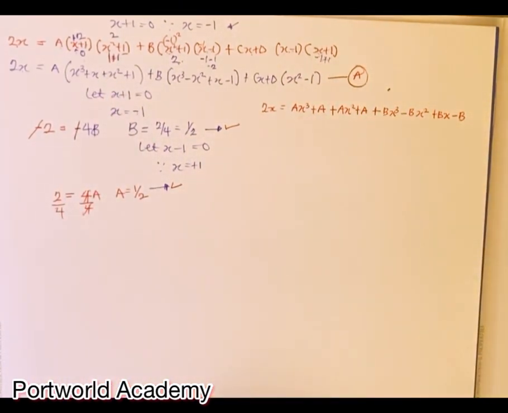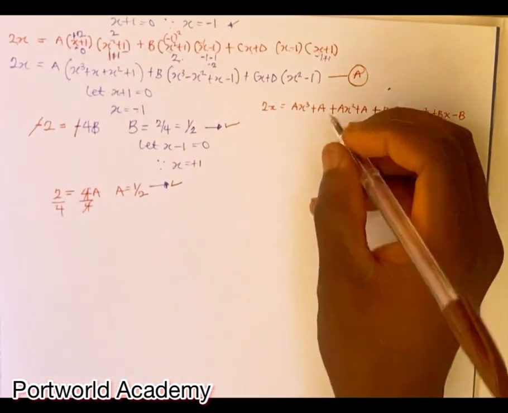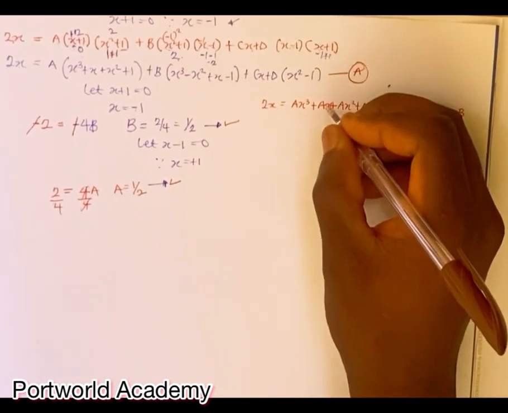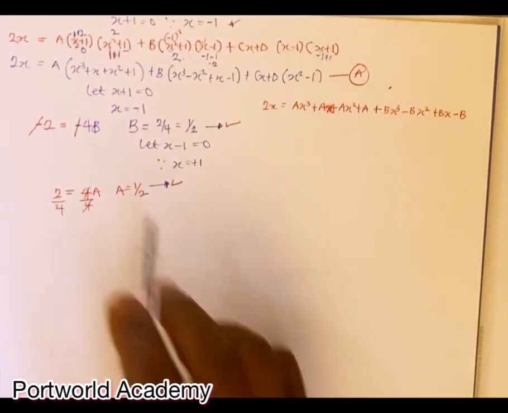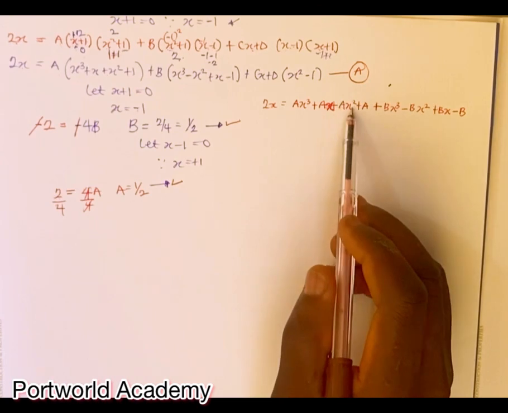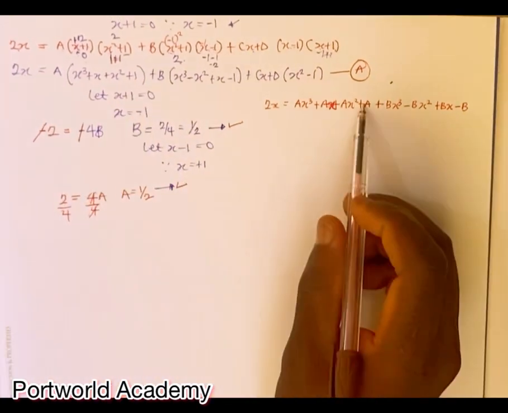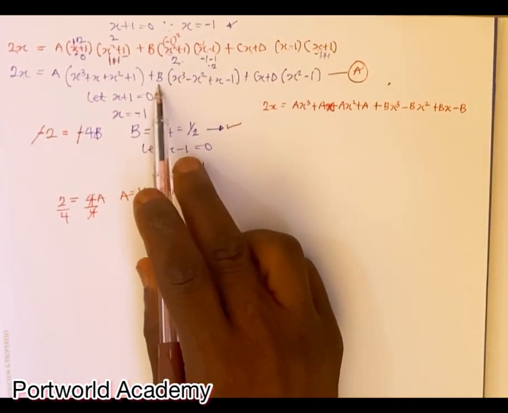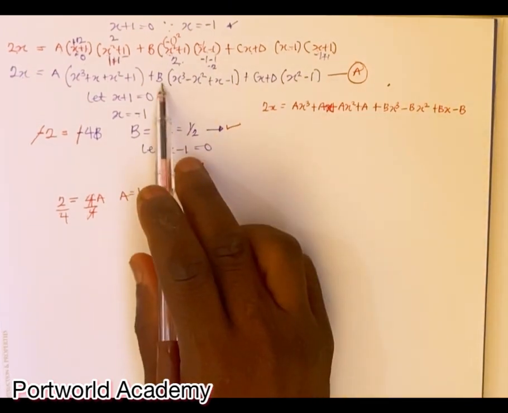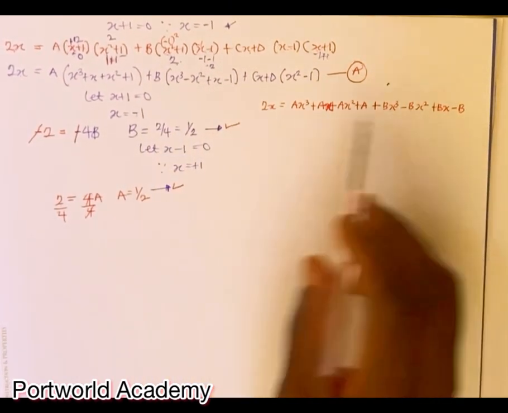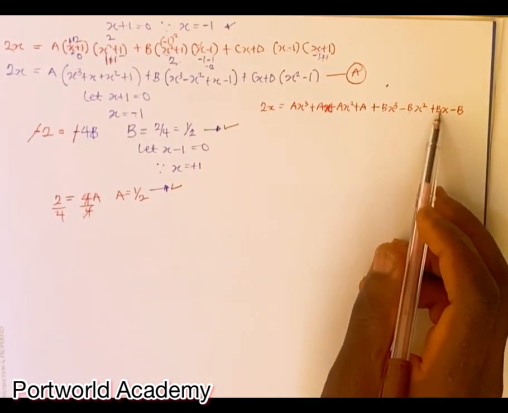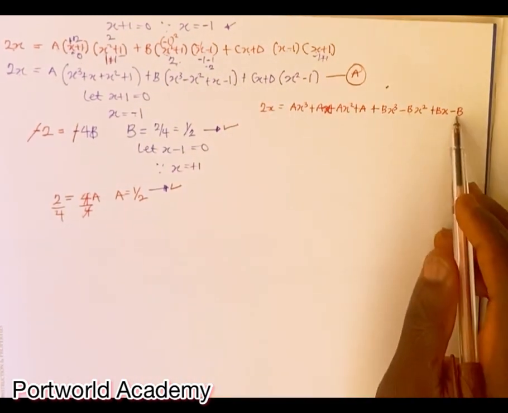Can you see this now? So here a times x is what? ax. Then this time this will give me ax squared. Then this time this will give me a. Then I'm going to have my b times x cubed, bx cubed. Then b times x squared minus bx squared, b times x. Then b times minus 1 is going to give me this.